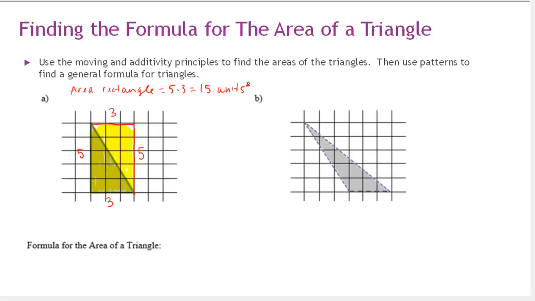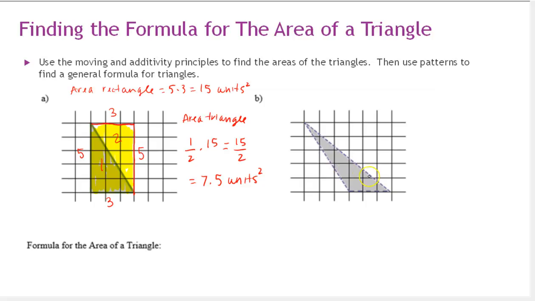Okay, and our original triangle, since these two pieces are equal, it's one out of 2 copies of this, or 1/2 times 15. So this is the area of the triangle. Well, 1/2 of 15 is 15 halves, which is, well, just write it as 7.5 units squared. So now let's look at the next triangle.